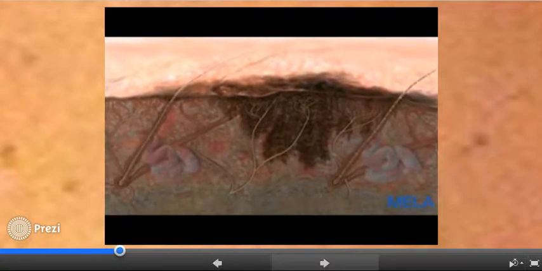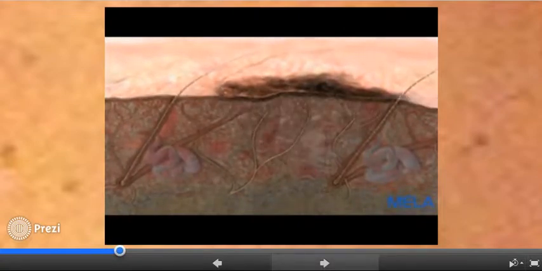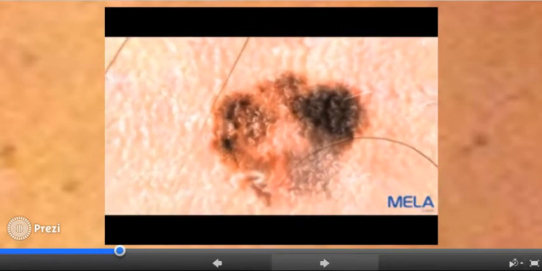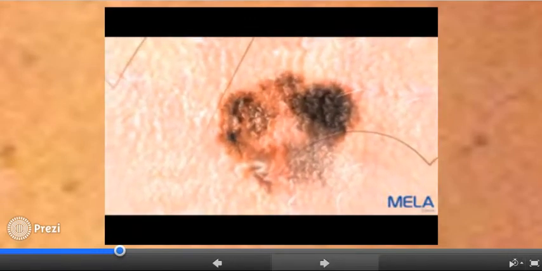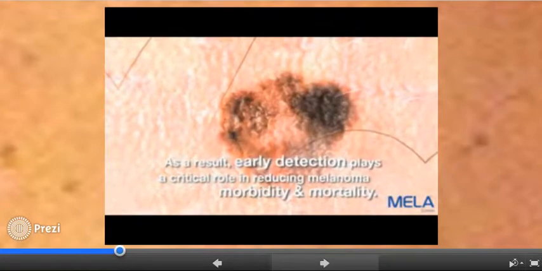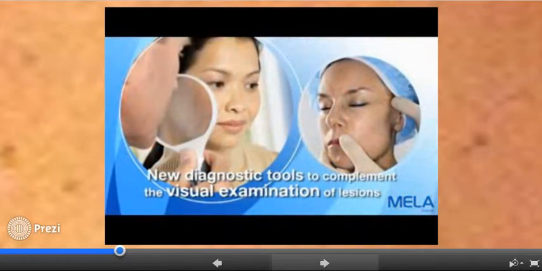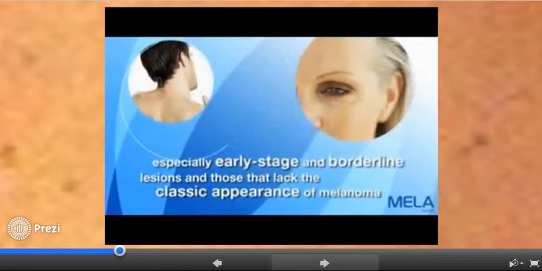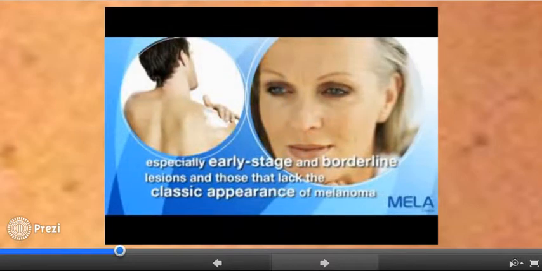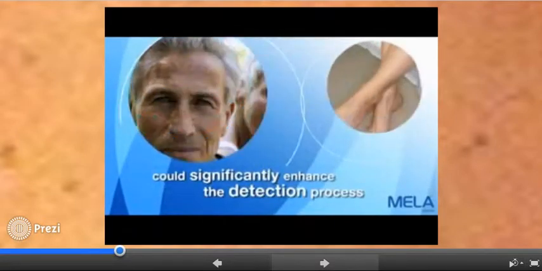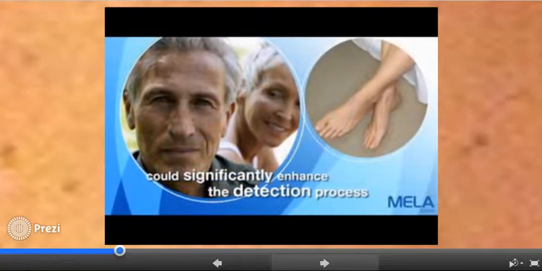Indeed, melanomas diagnosed and treated during the radial growth phase have been shown to have an excellent prognosis. Currently, there is no cure for late-stage melanoma. As a result, early detection plays a critical role in reducing melanoma morbidity and mortality. New diagnostic tools to complement the visual examination of lesions, especially early-stage melanoma and borderline lesions, and those that lack the classic appearance of melanoma, could significantly enhance the detection process.